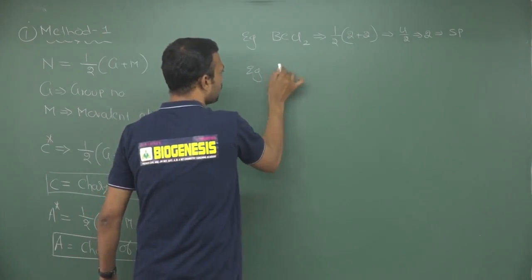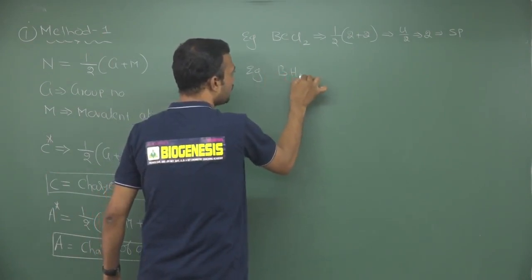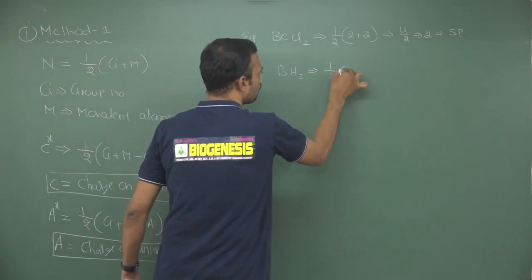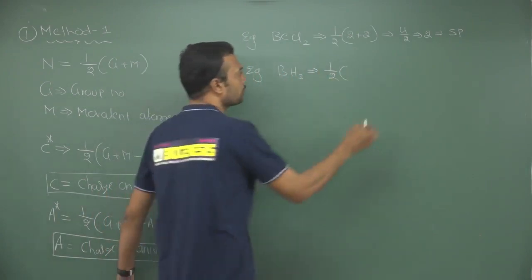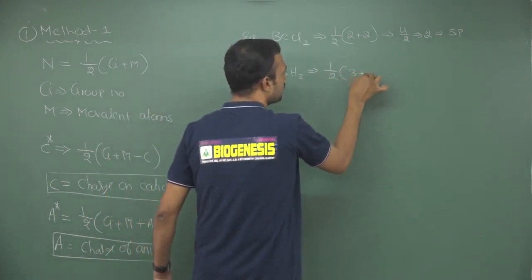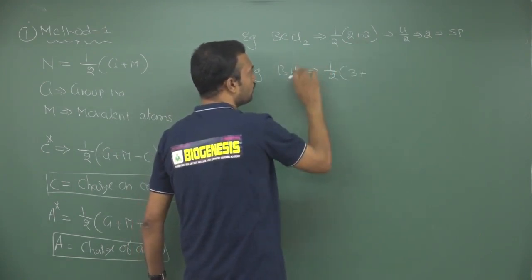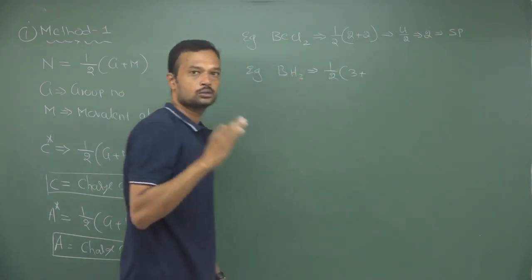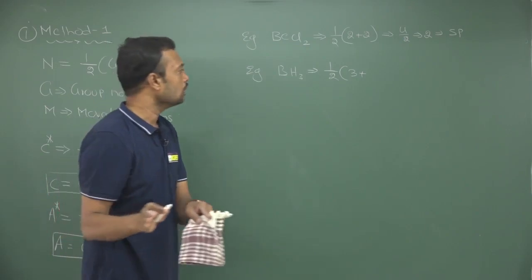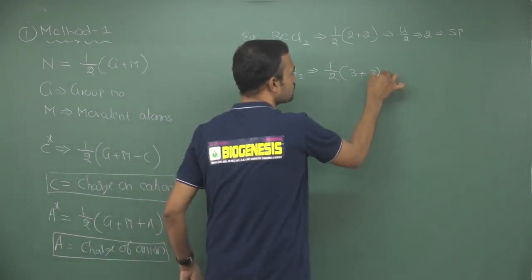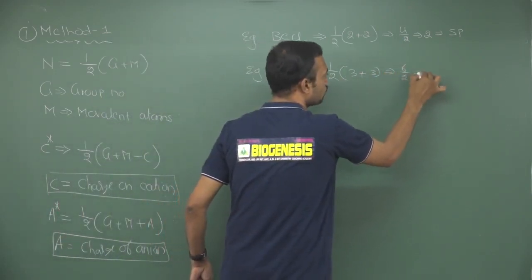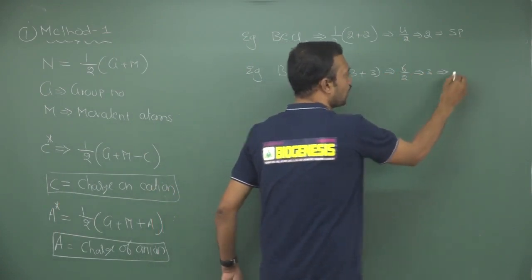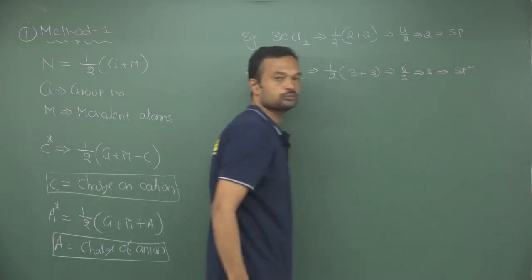Okay, so here I am taking boron, BH3. We know boron belongs to the third group, so the group number is 3. Now how many monovalent atoms here? We should take hydrogens or halogens as monovalent. So here 3 is there. So we know 6 by 2 becomes 3. So the hybridization for boron is sp2.